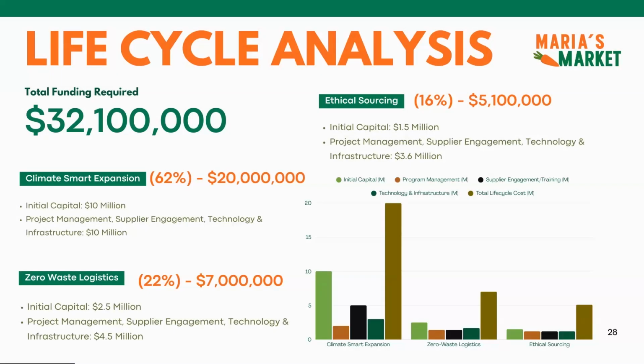And what we saw was the total capital required over the next 10 years was $32,100,000. Our first initiative of climate smart expansion would take up $20 million over the course of 10 years. And with that, zero waste logistics at 22% at $7 million, and then ethical sourcing being 16% at $5.1 million.